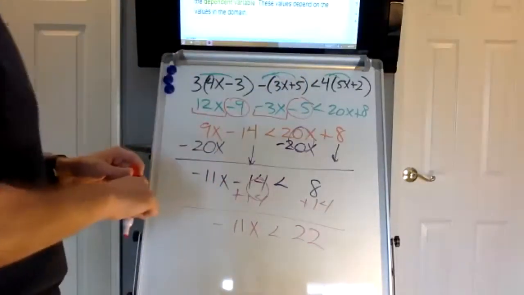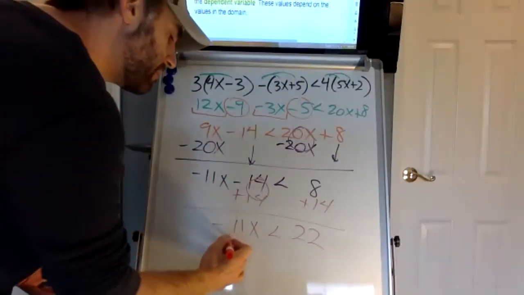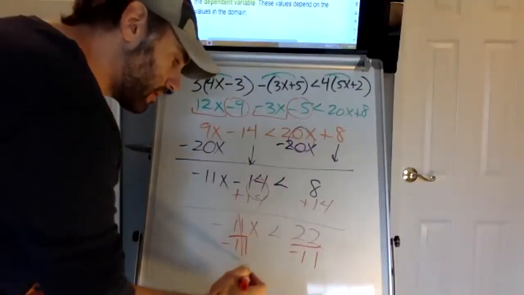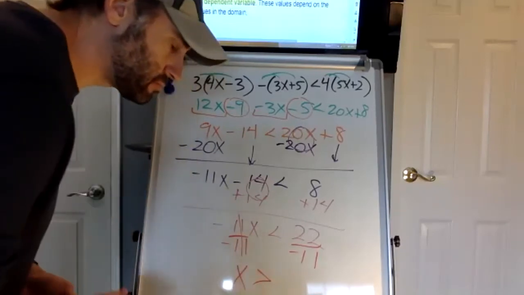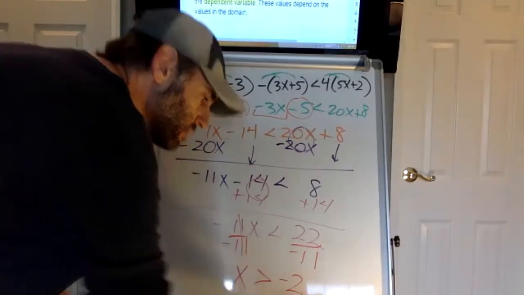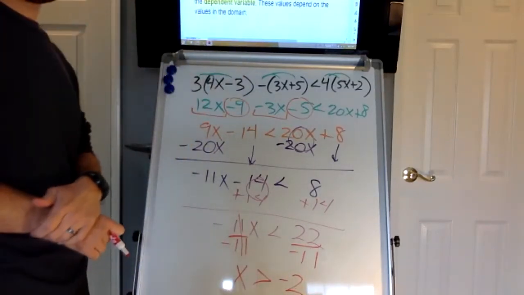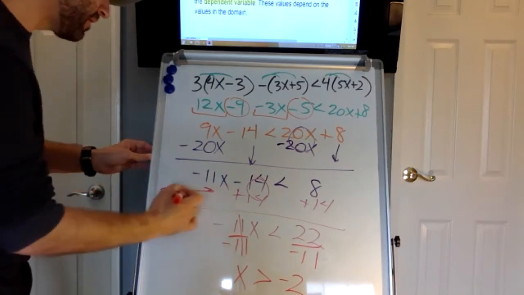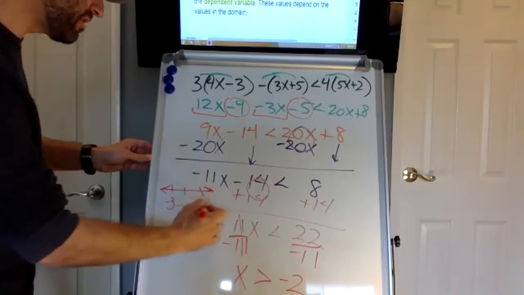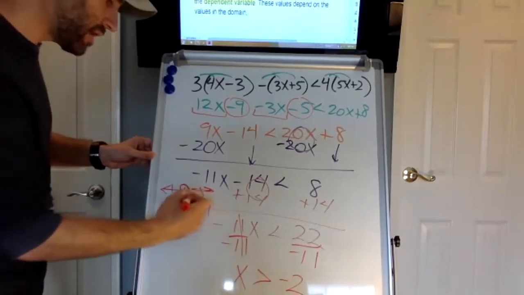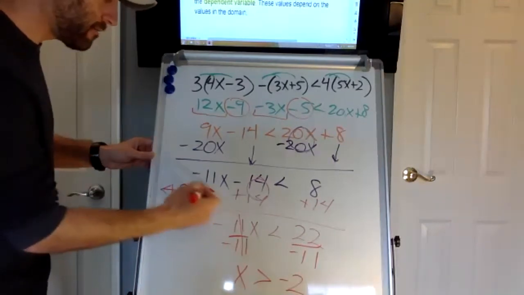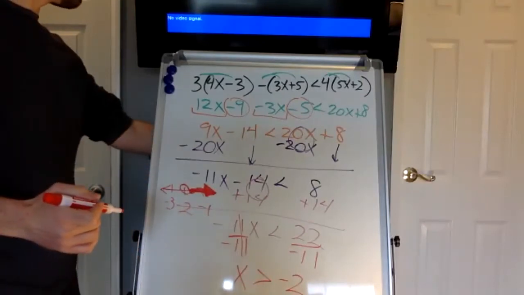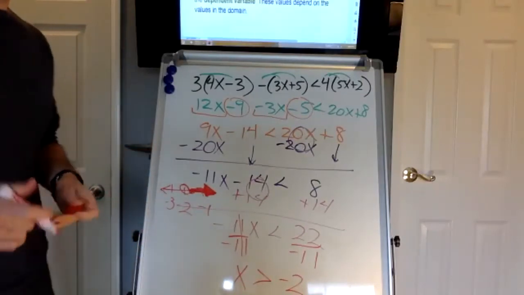And then finally, I'm going to take this and I'm going to divide by a negative. And when you divide by a negative, it's going to switch this. And then this will be negative 2. Okay, x is greater than negative 2. So the graph, here's your negative 2, here's your negative 3, here's your negative 1. It's an open circle, greater than is that way.